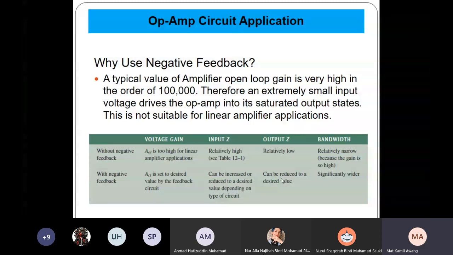And the fourth parameter, which is the bandwidth: without the negative feedback, you have a relatively narrow bandwidth because the gain is so high. When you have the negative feedback, you reduce the gain. Therefore, you expand the bandwidth, so it's significantly wider compared to when you don't have the negative feedback.